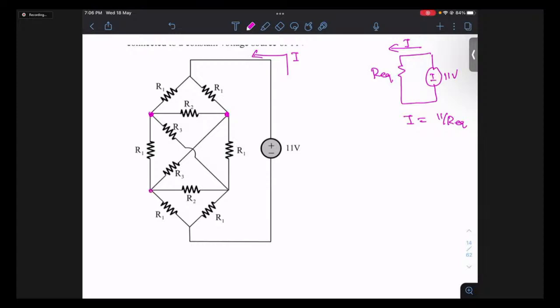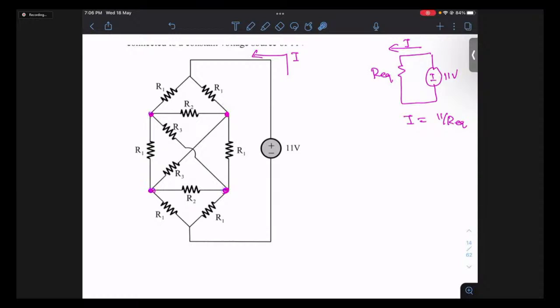In the same logic, this point and this point are also equipotential points, because if I observe from this way and this way, it is R1 followed by R2, R3, R1 in both. So yes, the circuit is looking symmetrical from this end as well as this end. So these two are symmetrical points, and these two are also symmetrical points.